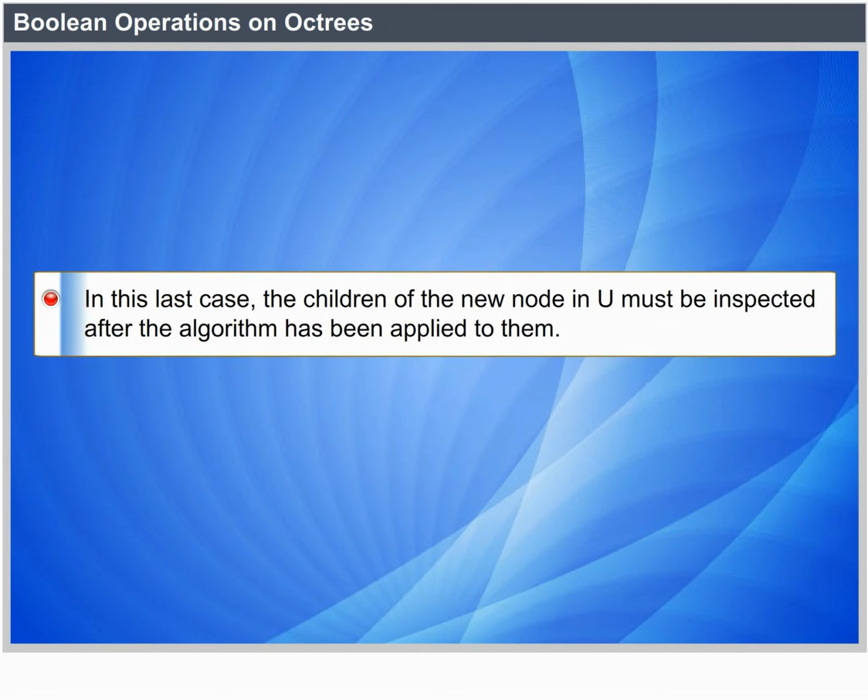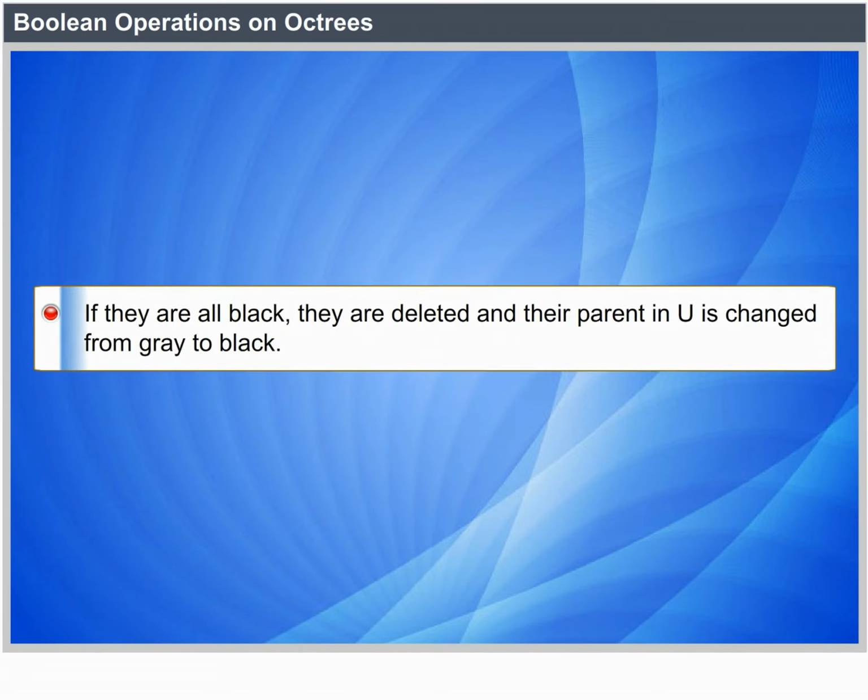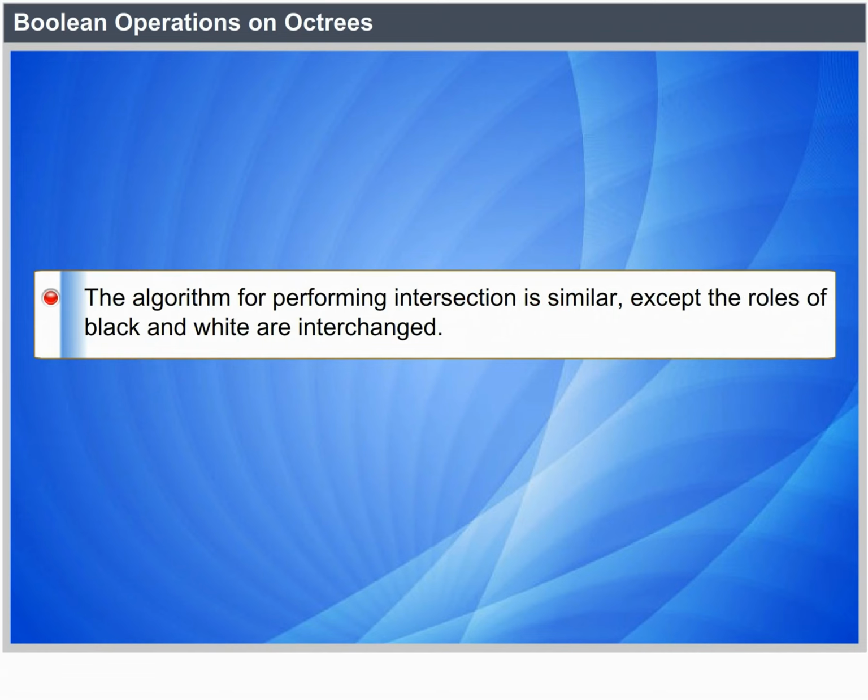In this last case, the children of the new node in U must be inspected after the algorithm has been applied to them. If they are all black, they are deleted and their parent in U is changed from gray to black. The algorithm for performing intersection is similar, except the roles of black and white are interchanged.